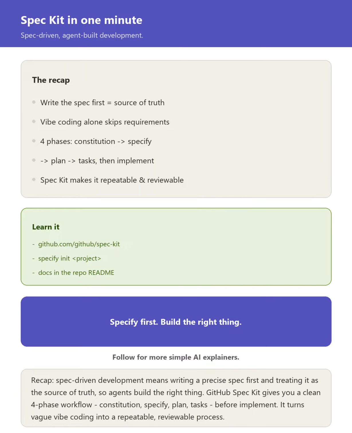Let us recap. Spec-driven development means writing a precise specification first and treating it as the source of truth, so AI agents build the right thing instead of guessing. GitHub Spec Kit gives you a clean 4-phase workflow: constitution, specify, plan, and tasks, before implement. It turns vague vibe coding into a repeatable, reviewable process.